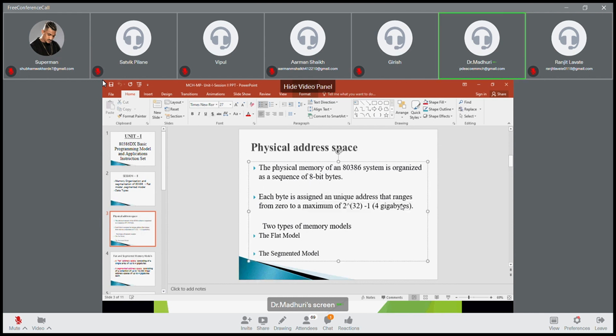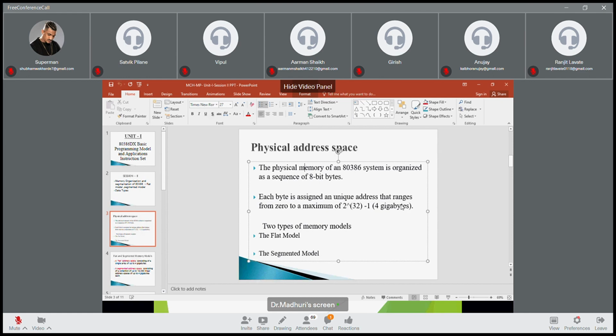Now, how is the memory organized? The physical memory of the 386 microprocessor is organized as a sequence of 8-bit bytes. Each byte has a unique address. So 1 byte is equal to how many bits? 8, not 4 guys. 8 bits is equal to 1 byte. So the physical memory of the 386 microprocessor is organized as a sequence of 8-bit bytes, and each byte has a unique address.